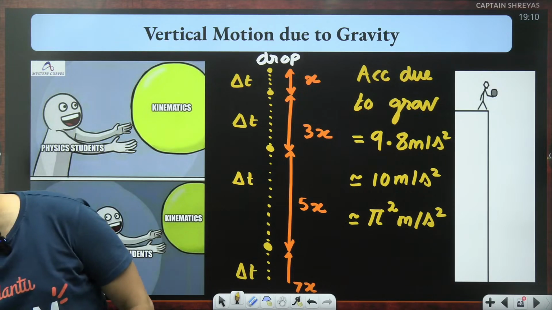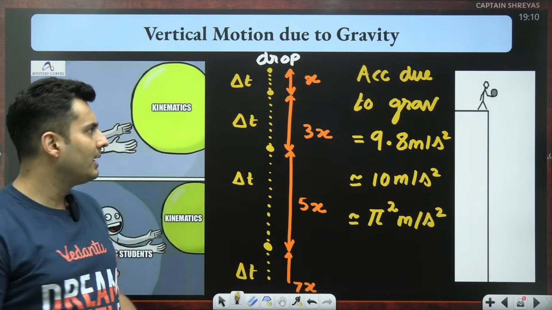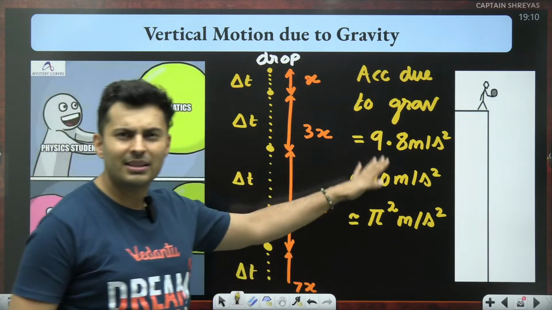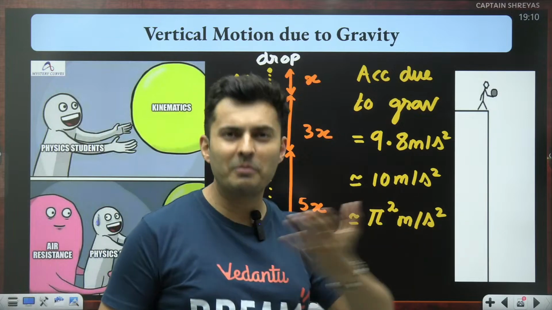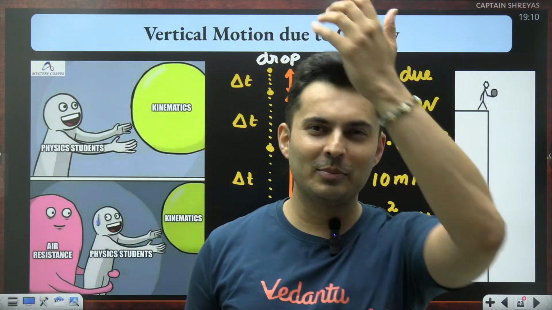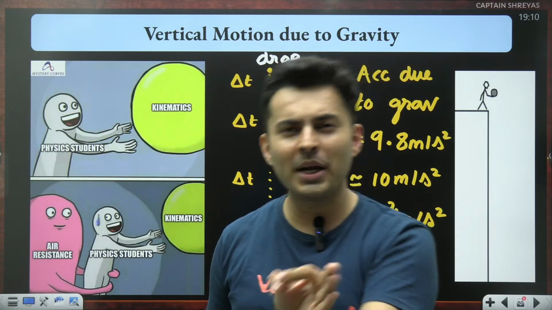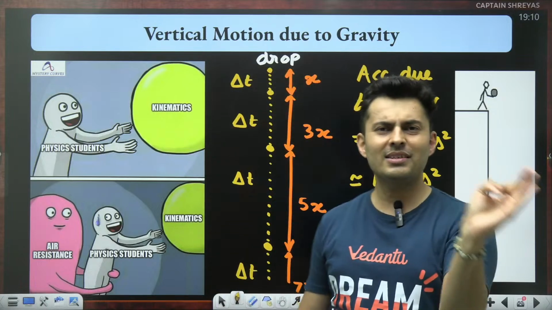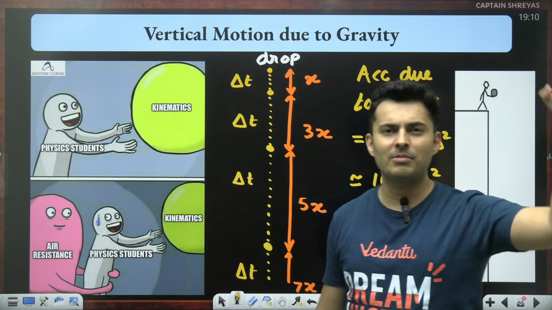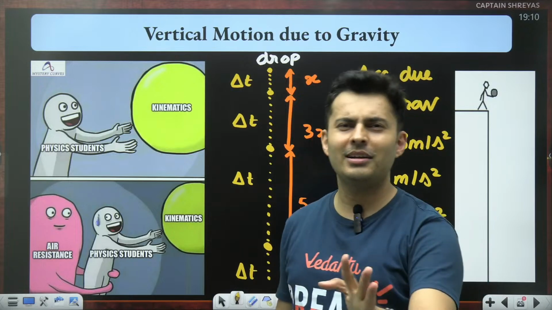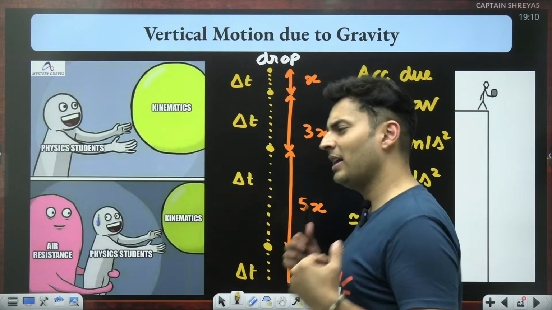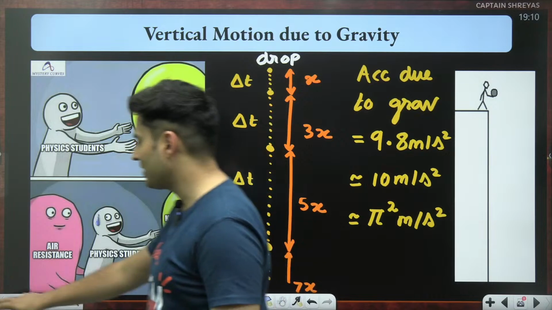Now that we understand what this acceleration due to gravity is and how much it is, by the way, this is an average value which changes from place to place. If you go to the North Pole, it is slightly different. If you go to the equator, it is slightly different. We will see those reasons in a separate chapter called gravitation. For now, let's just take the average value and we are okay with it. Let's accept it as a fact.